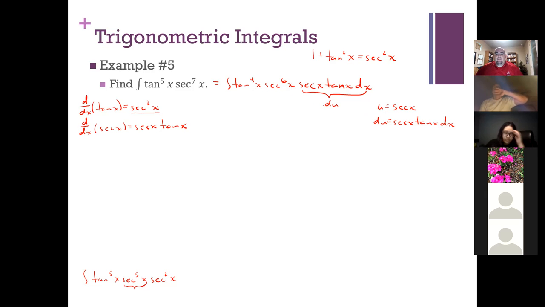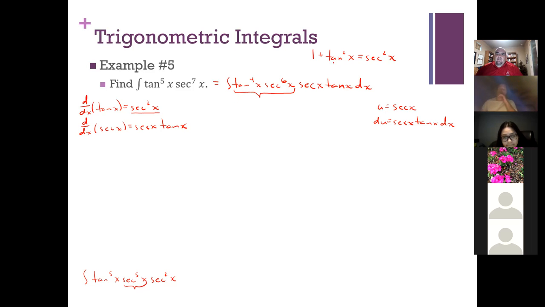So we got our du. We're going to try to fill in u. Because of that, what do I need to do with this stuff? How do I need to start manipulating tangent to the fourth, secant to the sixth, to enable u substitution? Change the tangents to secants. I need the tangents to become secants. Basically, I can't have tangents anymore.